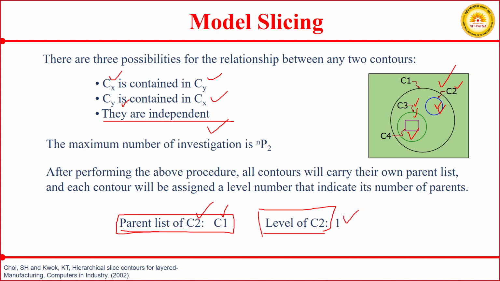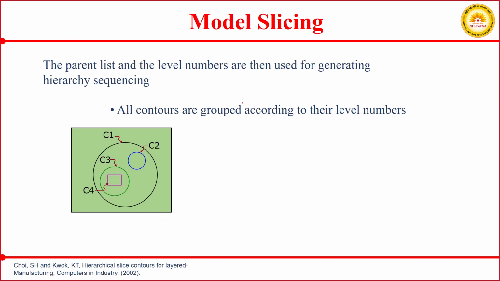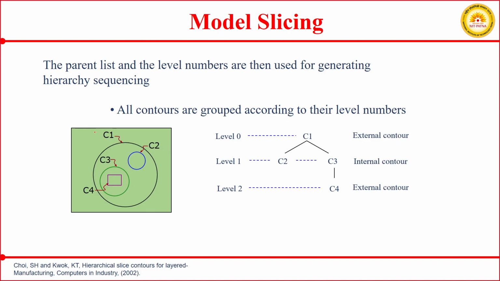Okay, let us move on. The parent list and the level numbers are then used for generating the hierarchy sequencing. All contours are grouped according to their level number. So I will take one example, then you will be able to visualize. It is again a very small example. Here we can see, suppose we are considering C1 as the external contour. So C1 is the first contour in this particular data layer or sliced data.